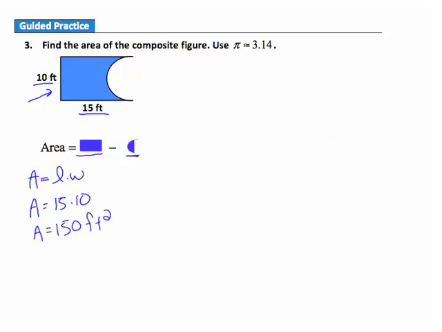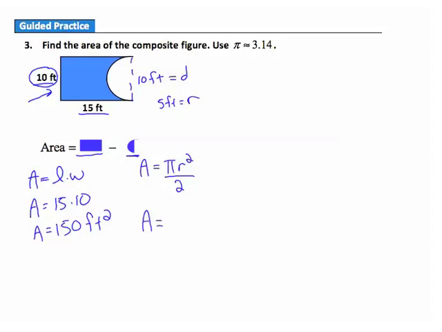Now we need to find the area of that half circle so that we'll be able to subtract it. To find the area of a circle, we are going to need pi times radius squared. Now we don't need that entire circle, we only need half of that, so we're going to divide that by 2. So it looks like we're going to need to find the radius of the circle. Let's go back up to our picture and figure this out. If this side of the rectangle was 10 feet, then this side of the rectangle also has to be 10 feet. And that is the diameter of that circle. So to find the radius of the circle, the radius is going to be 5 feet.